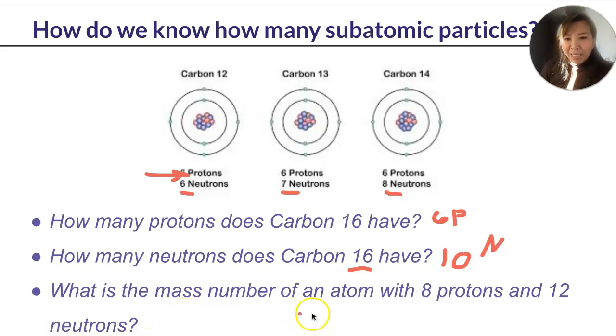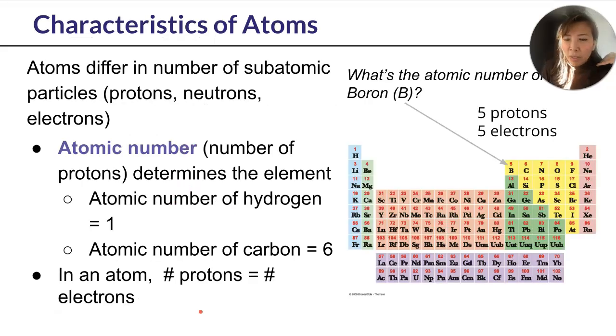So what is the mass number of an atom that has 8 protons and 12 neutrons? Well, 8 plus 12 is what? It's going to be 20. So this would be the mass number. And if we go back to the periodic table, we can see which element that is. So what did we say? It was 8 protons. So that would be oxygen that we're looking at, right? Because it has 8 right here. Oxygen would be the element that we're looking at here.